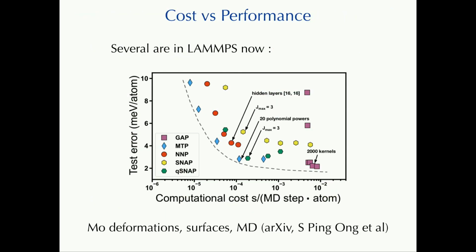There's, of course, the cost versus performance. And here you see GAP is the most expensive. SOAP, anything to do with spherical harmonics gets very, very expensive. MTP is the cheapest and certainly has the best performance cost ratio.